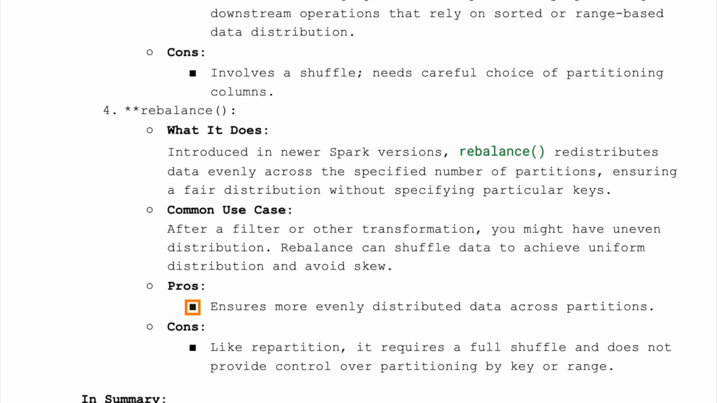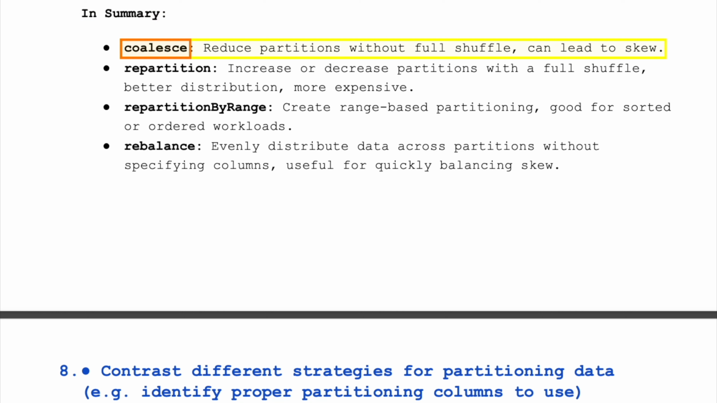Pros: ensures more evenly distributed data across partitions. Cons: like repartition, it requires a full shuffle and does not provide control over partitioning by key or range. In summary, coalesce: reduce partitions without full shuffle, can lead to skew.